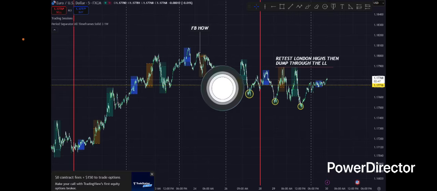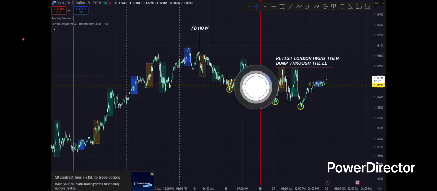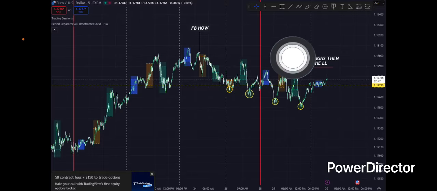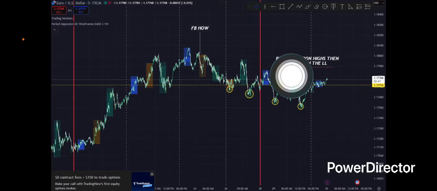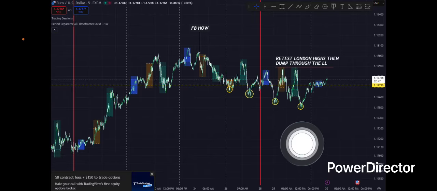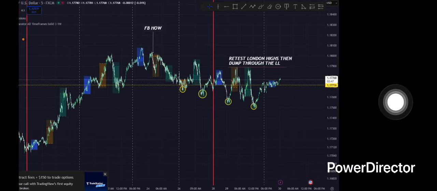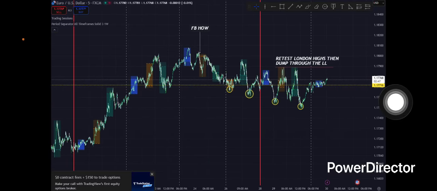All right. And then this market continues to put in lower lows going into that New York session on Monday. And you can see that New York has dumped down before the session, pumps up into the session to retest those London highs before melting and putting in the next lower low on the day, on the week, whatever.